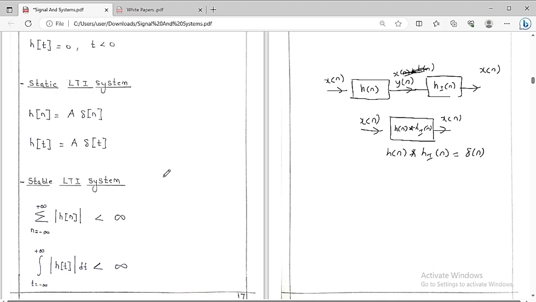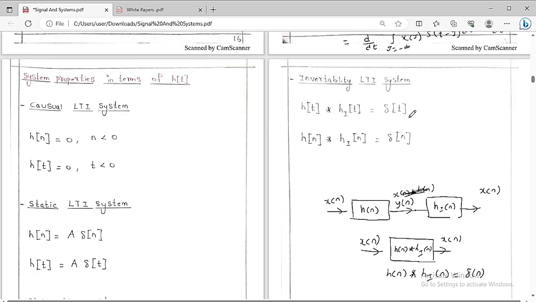Then we can say it is a stable system. If this condition is not satisfied, it means it is an unstable system. So what is the meaning of a stable system? For every bounded input, if you get a bounded output, then only we can say it is a stable system. Even for one case, for a bounded input, if you get an unbounded output, then we can say it is an unstable system. Then comes the invertibility of an LTI system.